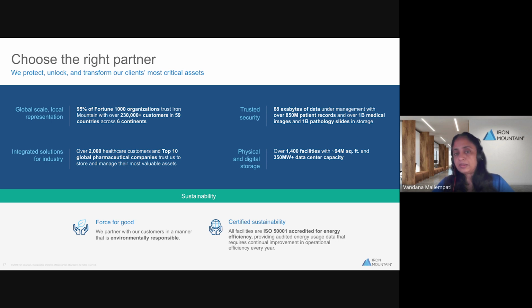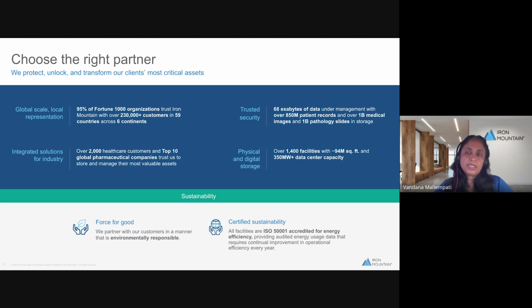most valuable assets. There are about 68 exabytes of data under management with over 850 million patient records and over 1 billion medical images and 1 billion pathology slides stored within Iron Mountain facilities. Iron Mountain's 1,450 facilities around the world serve more than 230,000 customers in 63 different countries. Our 94 imaging centers digitize more than 1.5 billion documents every year.